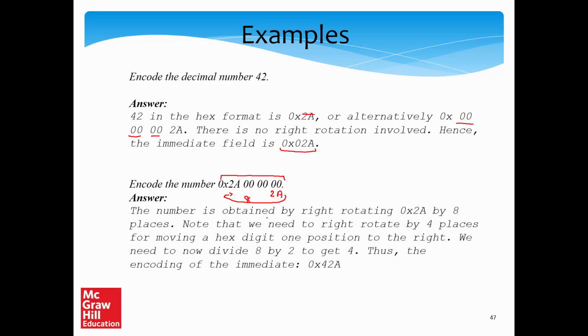So basically the intuition is that to move one hex digit it takes 4 right rotations. So to move by 2 hex digits places, it'll take 8 right rotations. So the number of right rotations is 8, we divide that by 2, we get 4. So the encoding of the number is 0x42a. Similarly we can have all kinds of numbers and we can try to encode them.